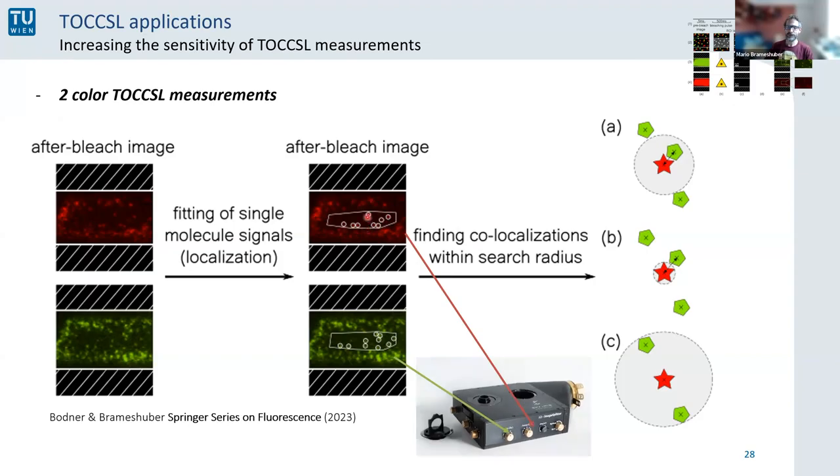Here it's very important that you perfectly align the two color channels. And the image splitter is not sufficient for good alignment. So you need some fiducials to really align the two color channels and do a mathematical correction and see whether you get red and green signals co-localizing within a certain distance in this field of view.